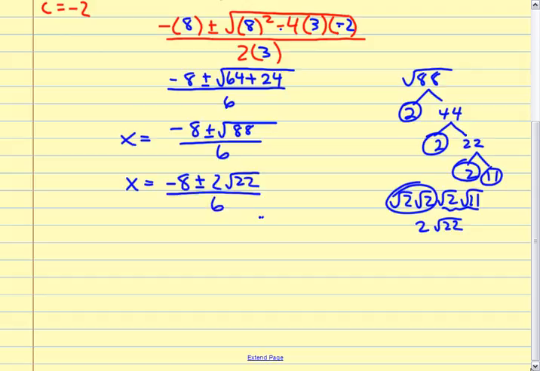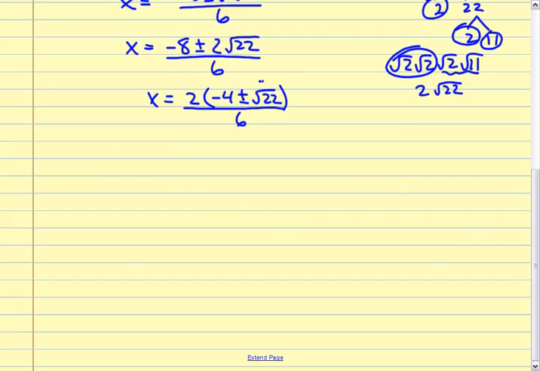All right, so x is equal to negative 8 plus or minus 2 root 22 all over 6. Now you can see there's a 2 that I can pull out on the top. All right, so x is equal to, let's make it 2 times negative 4 plus or minus square root 22 all over 6. Okay? 2 cancels with the 6, which becomes a 3. And then I get my final answer, x is equal to negative 4 plus or minus root 22 all over 3.